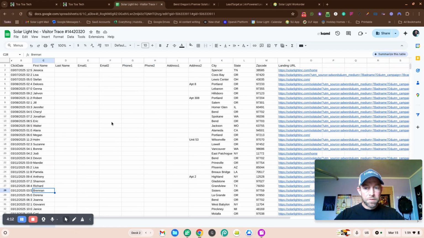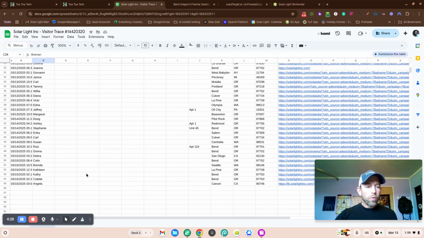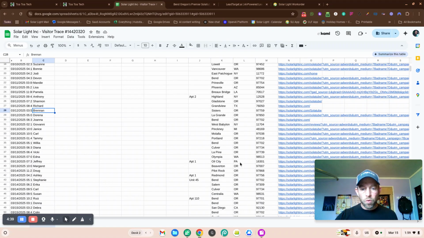Look at this. 54 leads. 54. Let's get that right. 54. So they generated one lead spending $1,300 on their website. However, we have now generated 54 leads, and I've extracted email and phone number, so you can't see that. And a good portion of these are accurate Oregon residents.